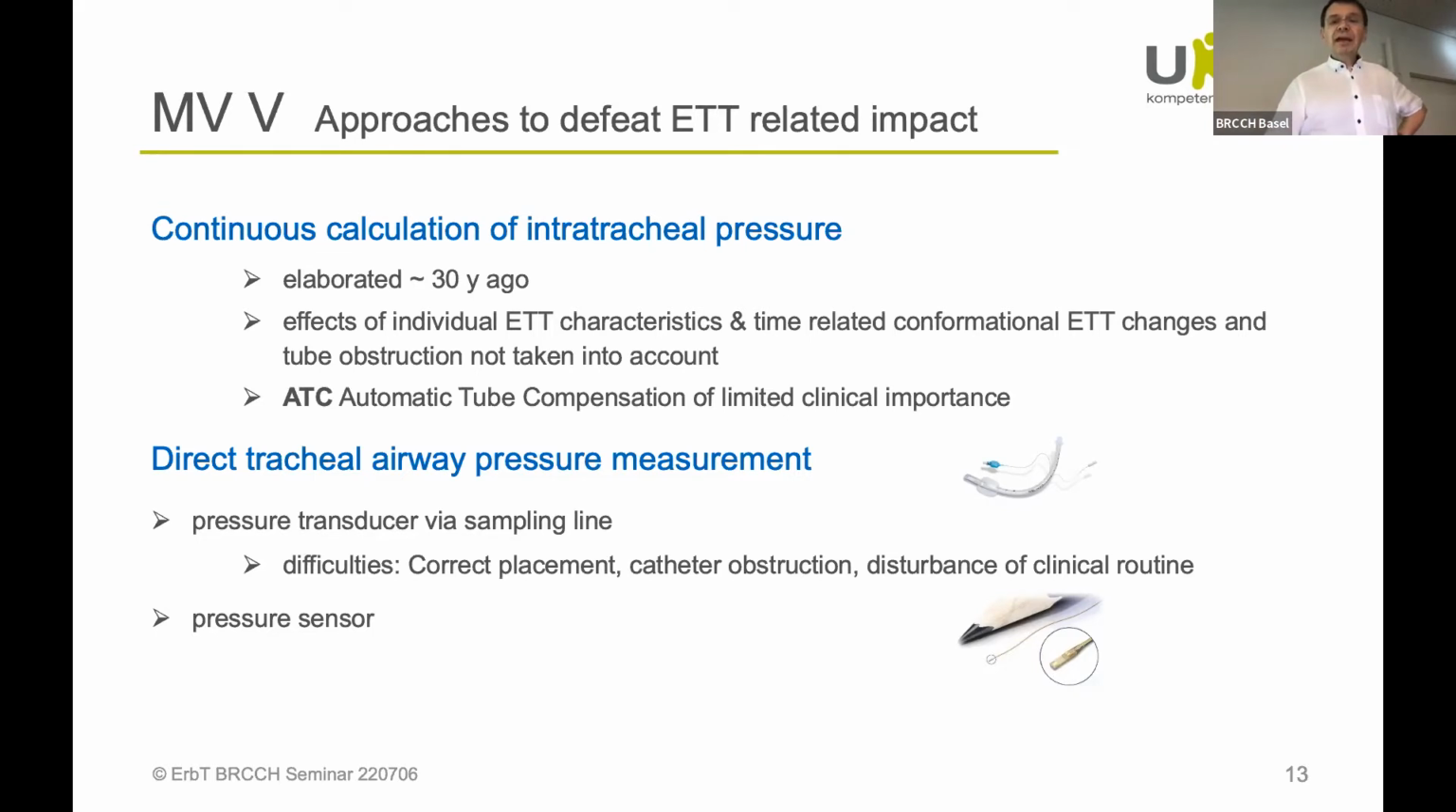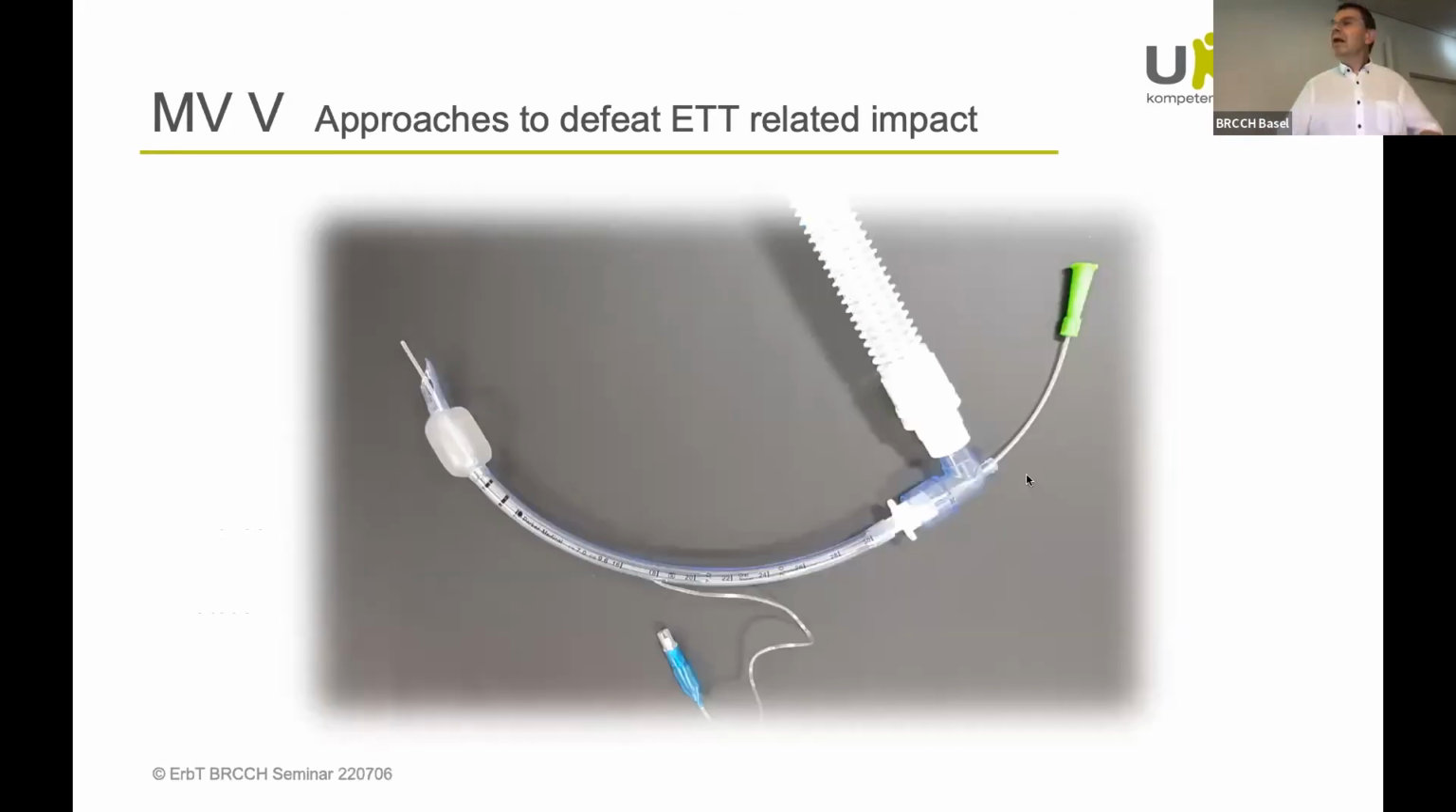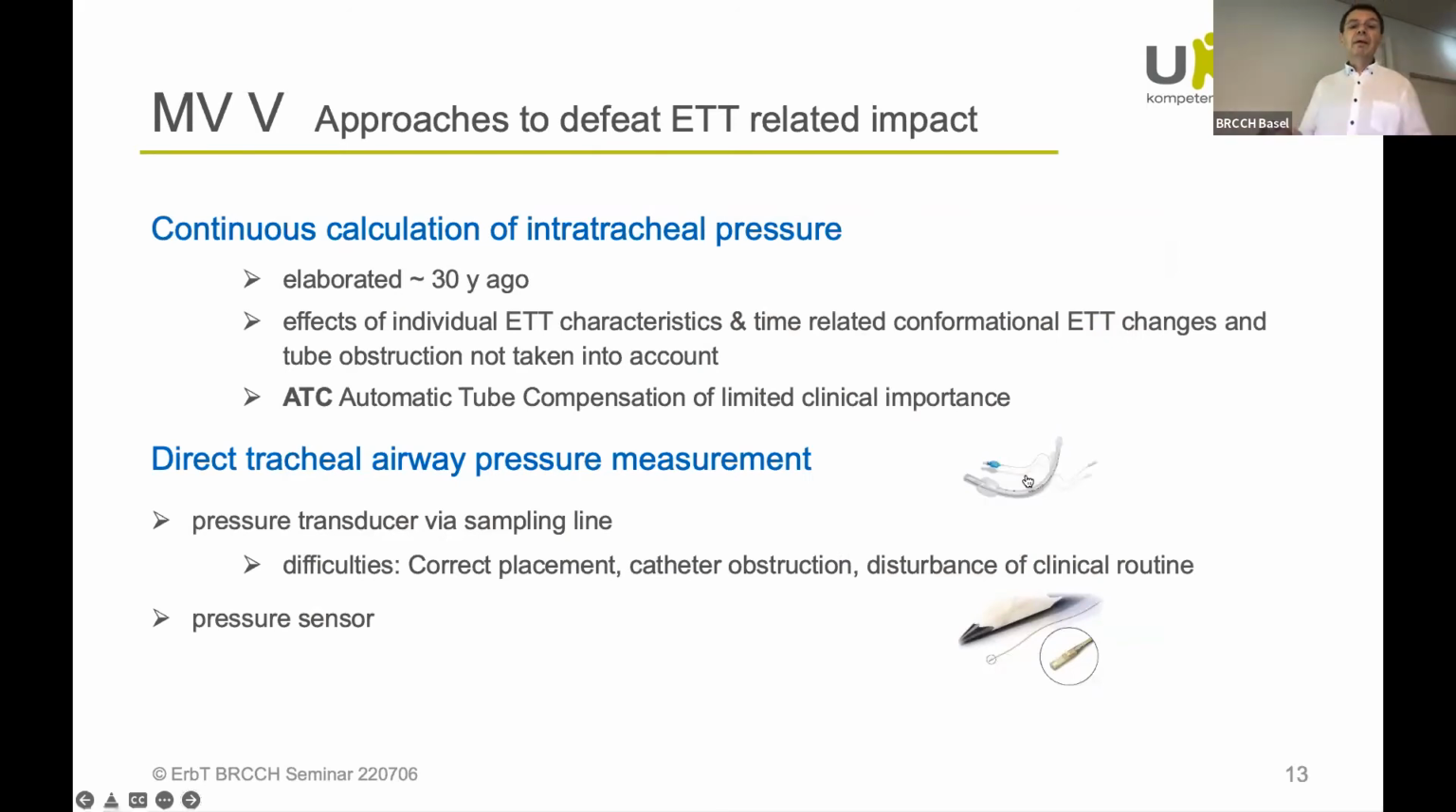Another way to get direct airway pressure measurements, one way how you could do it, and that was done in a number of experiments, is just to use a suction catheter or a pressure line down the endotracheal tube. However, this is prone to misplacement and catheter obstruction, and most important, you can't use it, for example, in the intensive care setting because it disturbs the clinical routine, such as suctioning.